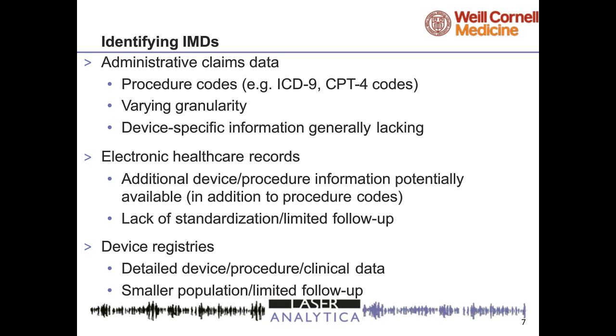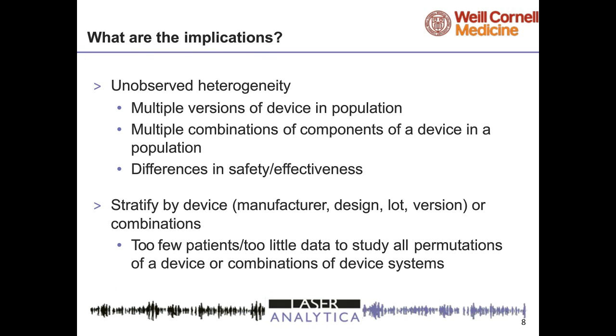So to wrap up this portion about the device characteristics, what are the implications of what we've been discussing if you want to study the real-world effectiveness and safety of a device, or if you want to evaluate a study which does? So clearly there could be multiple versions of a device in a population. There could be multiple combinations of components of different systems within a population. Each of those device versions, each of those combinations can have different safety and effectiveness profiles. If we can't get at the detailed information about the device, we have to assume that there is a uniform safety and effectiveness profile, and that may clearly not be the case. So if the information is available, ideally we'd want to stratify by device, whether it's all the information that we have, so manufacturer, version, lot, etc. Or, of course, if we want to look at different combinations. But unfortunately, we might have too few patients or too little data to study all those permutations.